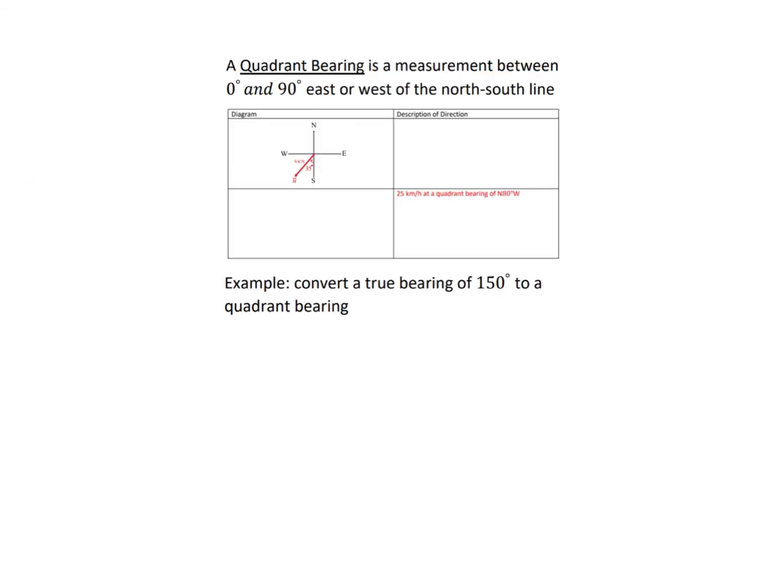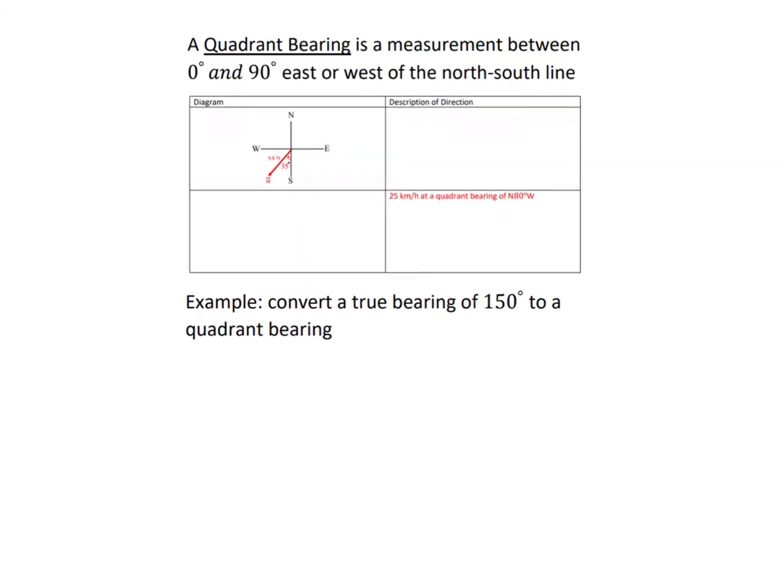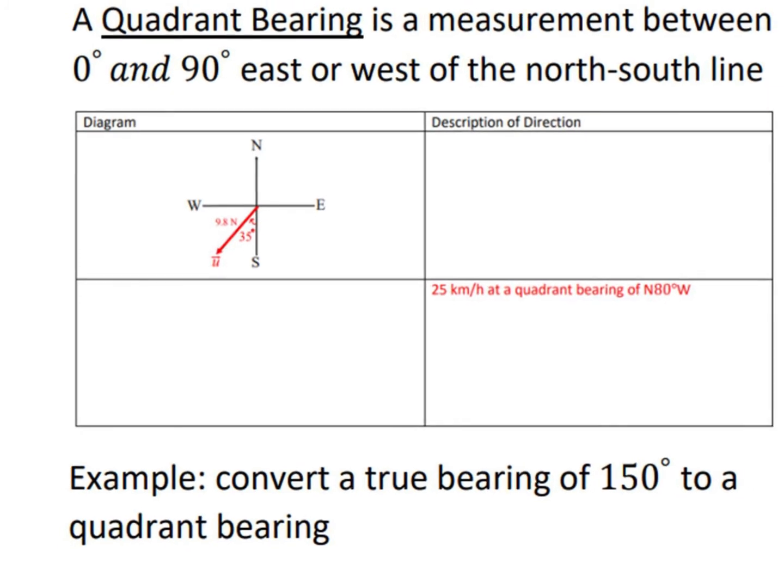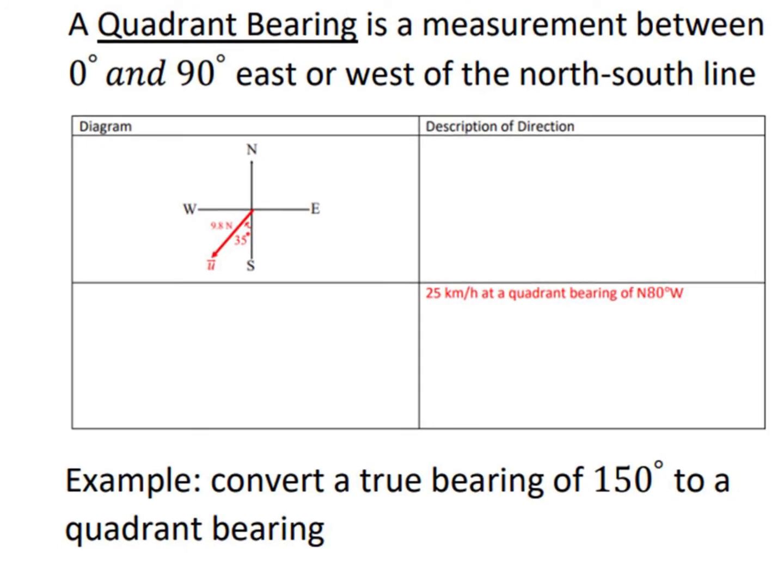A third way to describe bearing or direction is a quadrant bearing. A quadrant bearing always starts at the north-south line and either goes east or west. So your description will always start with either N or S, north or south, and then it will go east or west. In this diagram, the red line is the resultant. I can see that it is in quadrant 3. So it is starting at south and it is headed towards the west. This vector is starting at south and going towards the west, 35 degrees.